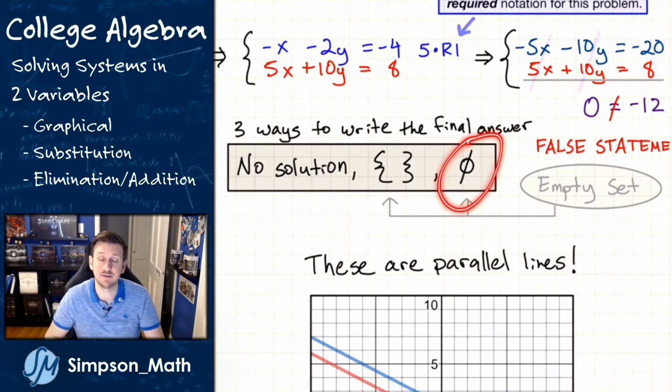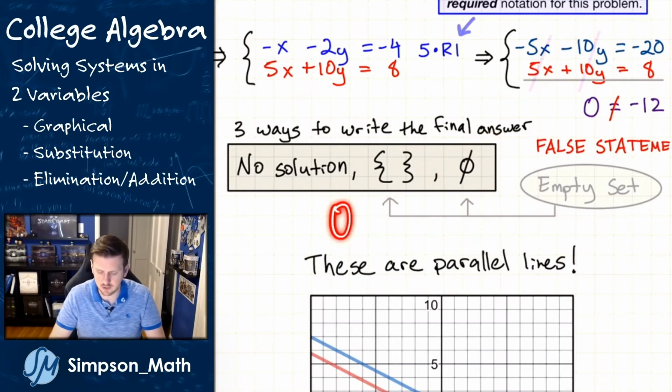This is just a symbol that means the same thing. This is the symbol for the empty set. It's like a 0 or a circle with a line all the way through it going through the other side. So this is the empty set.